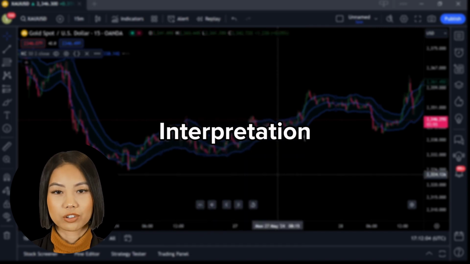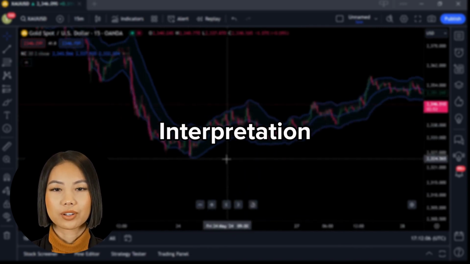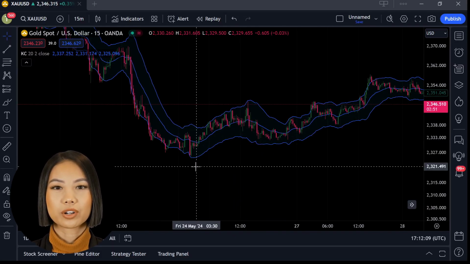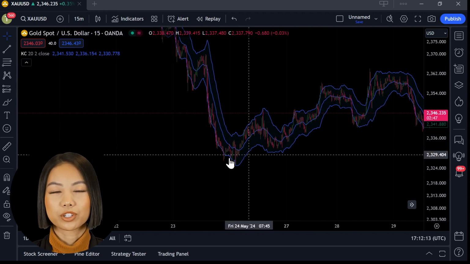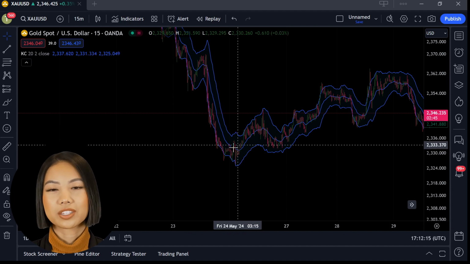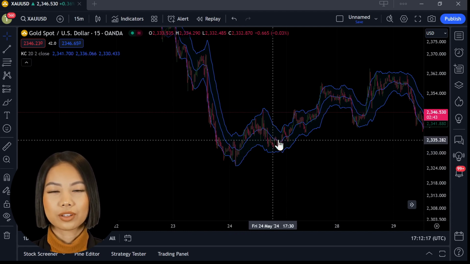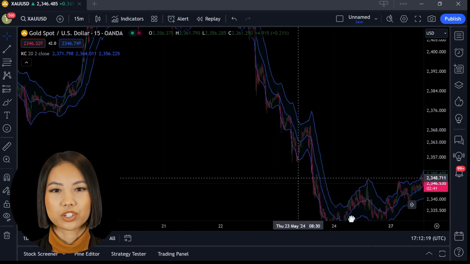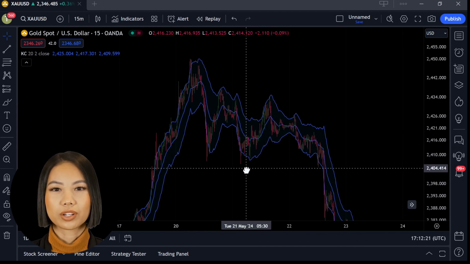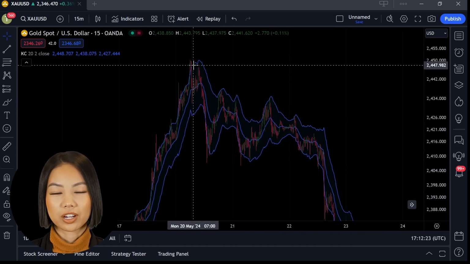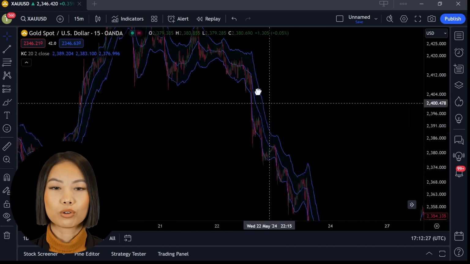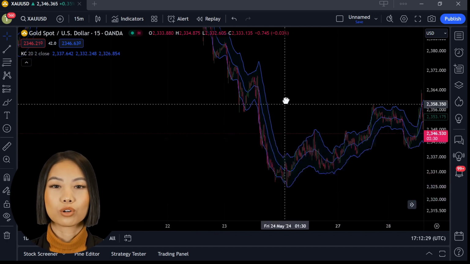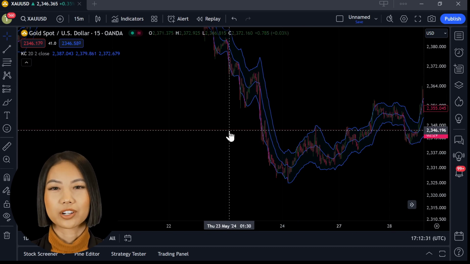Interpreting the Keltner channels for buy and sell signals. Buy signal: when the price touches or moves above the lower channel, it can indicate a buying opportunity, especially if the price is in an overall uptrend. Sell signal: when the price touches or moves below the upper channel, it may signal a selling opportunity, particularly if the price is in a downtrend. These signals are more reliable when confirmed by the overall trend and other technical indicators.